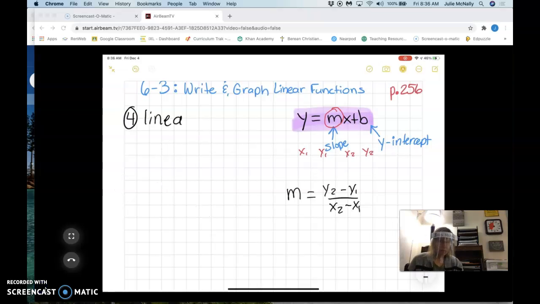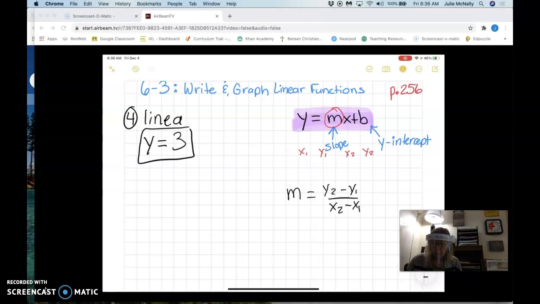Number 4, line A. So line A is what kind of a line? Horizontal. So when it's a horizontal line, which axis is it crossing through? Y. So this one's going to be a y equals, and where does it cross through y? At 3. And so that's it for line A.